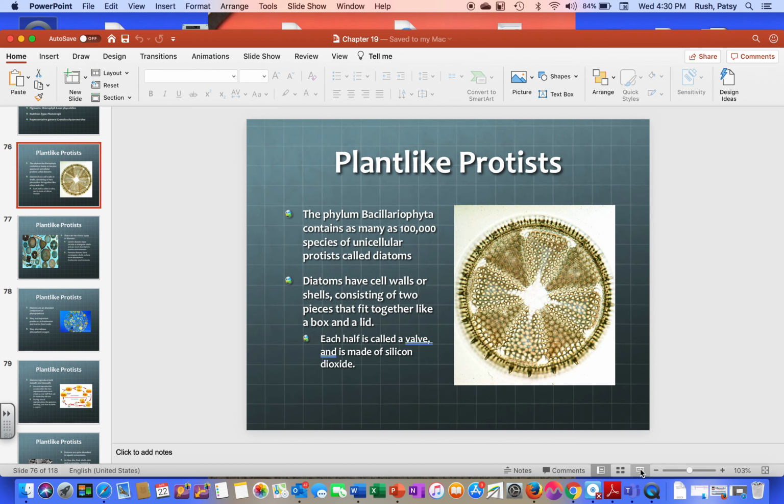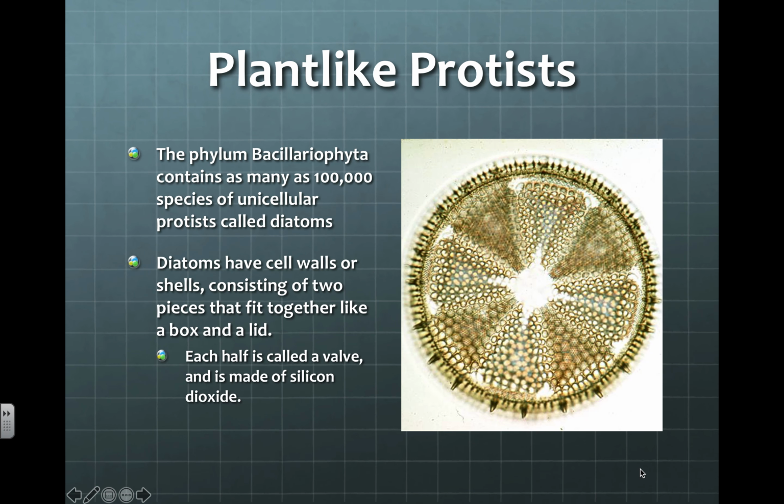Now we are going to talk about a phylum that is unicellular. We had talked about multicellular with our seaweeds. Now these are unicellular. So our first phylum is called Bacillariophyta. There are about 100,000 species, and they're commonly called the diatoms.